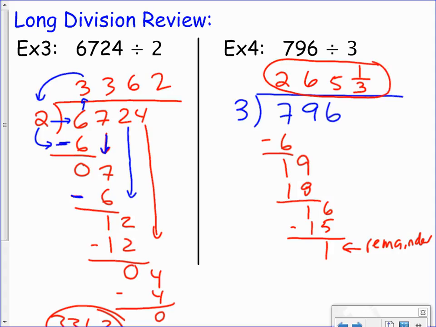Whatever the remainder is, it's divided by whatever you were dividing by in the first place. No decimals. Decimals are for inaccurate people.